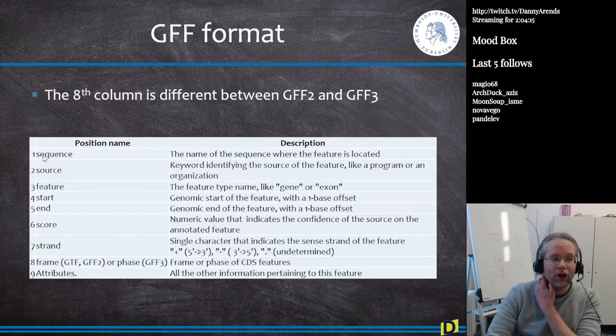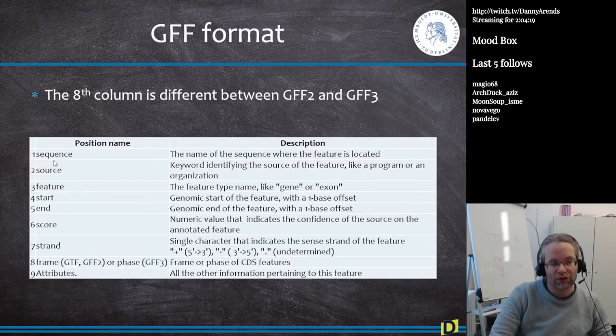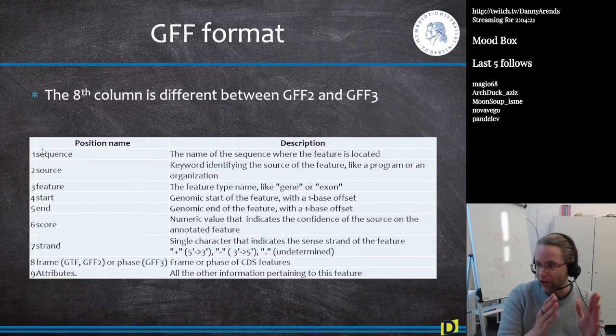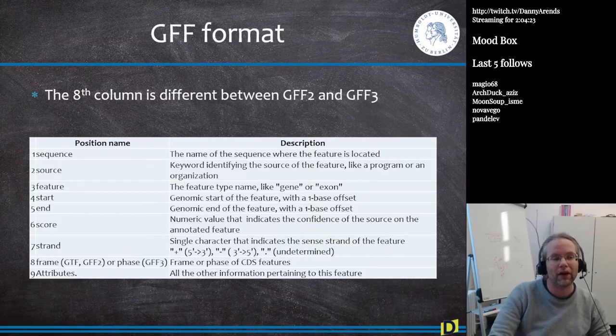So the first column, right? If I have a certain line, then the first entry in the tab-separated file is the sequence, so the name of the sequence where the feature is located. Right, so that might be GB for GenBank, and then the accession number, and then chromosome 1, position, end position.